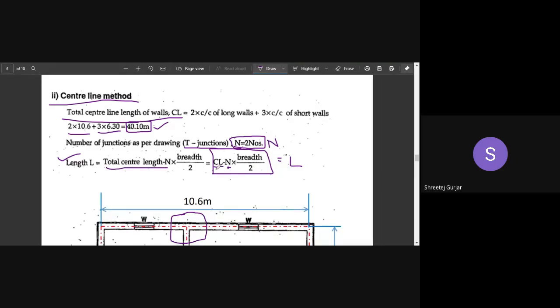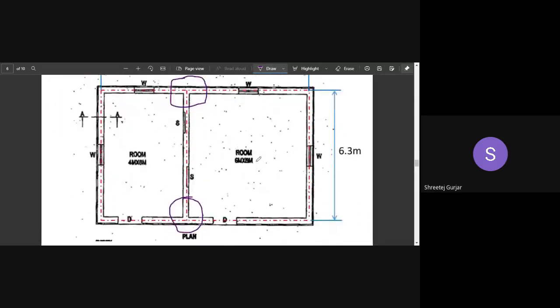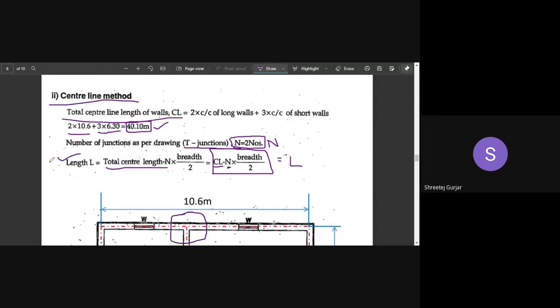So CL is centerline length, N is the number of T junctions, and breadth is the breadth of a particular item of work. Okay, so moving on, I hope you have copied this down. Write down the formula: length is equal to CL minus N into b by 2. Okay, CL minus N into b by 2. And write down N, the number of junctions in this problem, is equal to 2. So I hope you have noted this down.